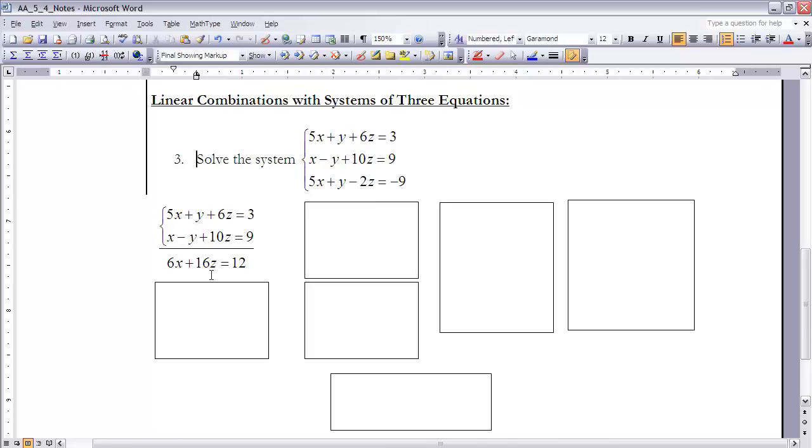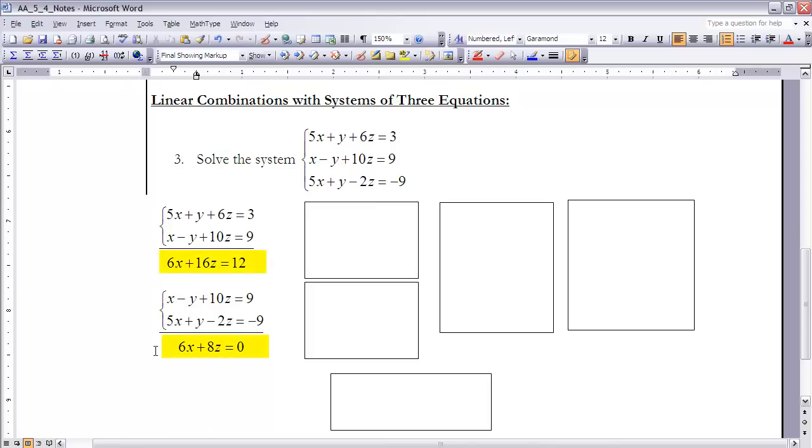Okay. Now I'm going to try and do the exact same thing again with 2 other equations. So as long as it's not the 2 same equations, this time I'm going to pick the second and third equation. Once again, I have a negative y here and a positive y here. They can be eliminated just by adding the 2 equations together. So that's what I'm going to do next. And once again, I want to eliminate the same variable. Once again, I have an equation in terms of x and z. Okay, so now I have 2 equations in terms of x and z.